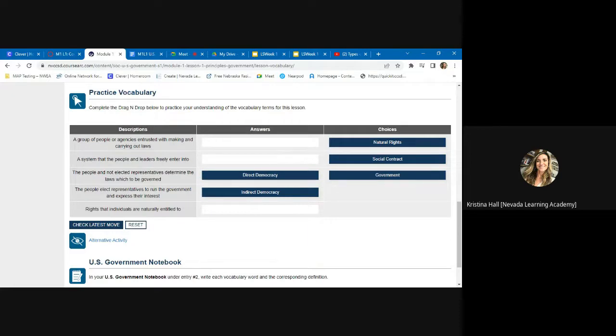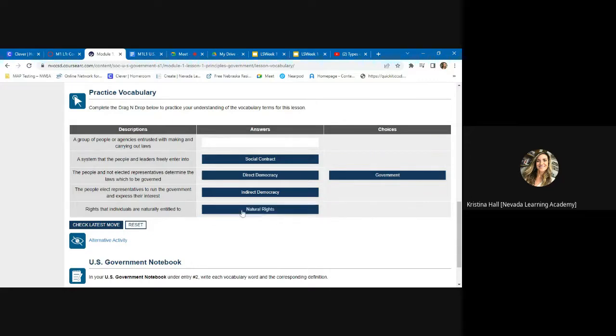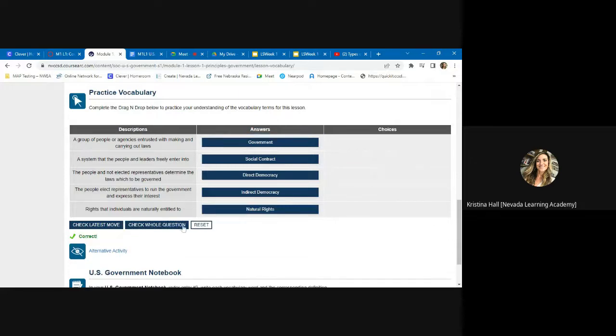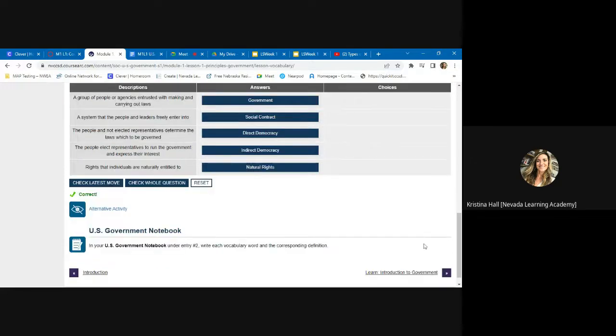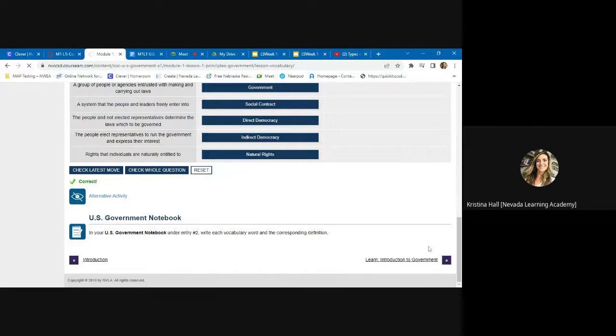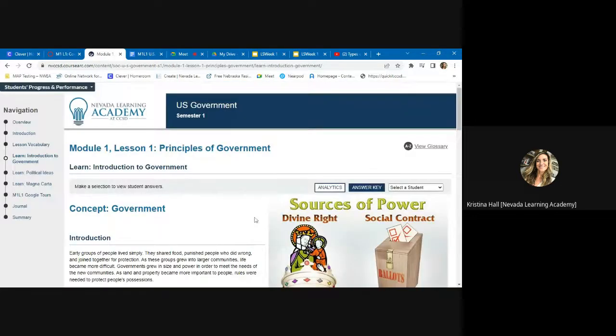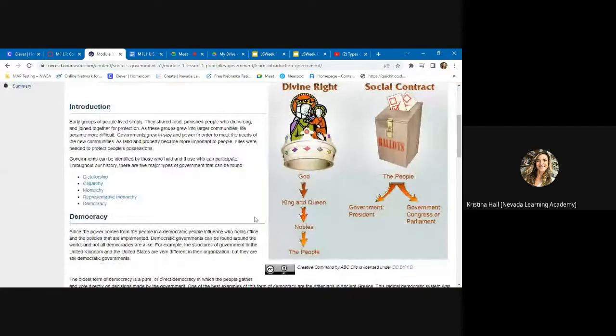A system of government where people freely enter into that social contract. Rights that individuals are born with or naturally entitled to. A group of people or agencies entrusted with making and carrying out laws. That's what this whole class is about, right? It's in fact labeled that. Government. Boom, check it. We got it right. Okay, and then we go to the next page. Okay, so then you just keep going through.